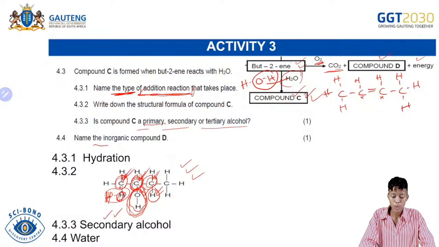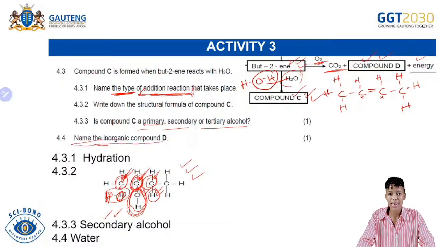Why? Because we have an alkene, we are adding an O2, and the product is CO2. It will be water plus energy. But because they said you must name the inorganic compound, you are going to write the name as water, and you are not going to give them the molecular formula there.